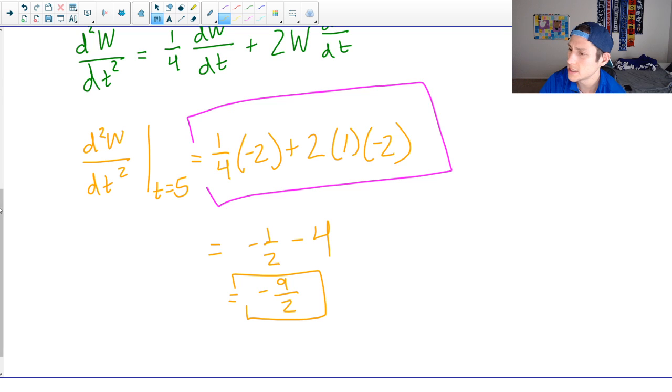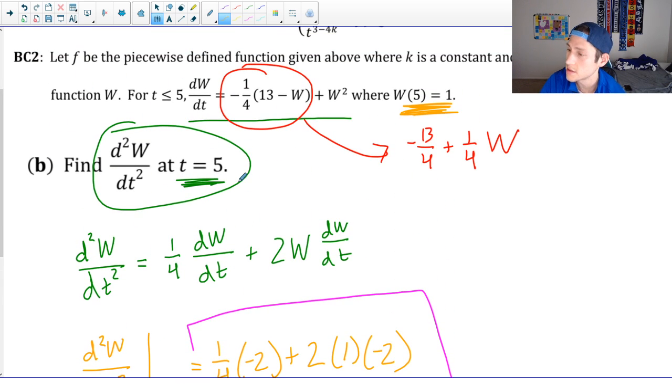Okay, do I need to explain anything? Nope, it just says find the second derivative at t equals 5, so I'm good. I don't have to explain what it means in context or any nonsense like that.